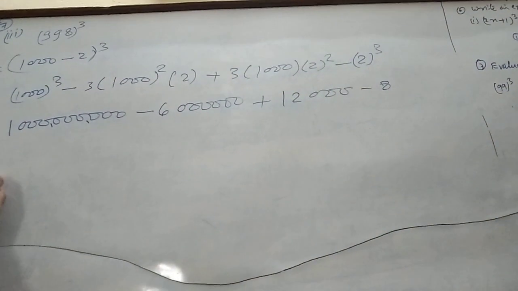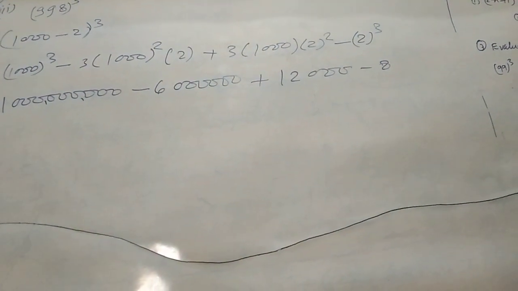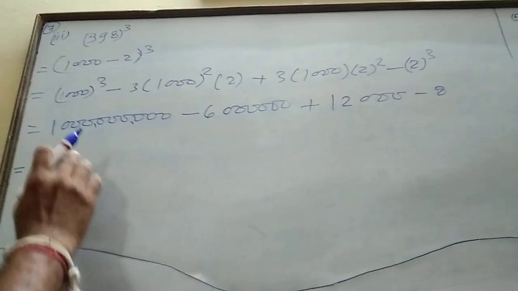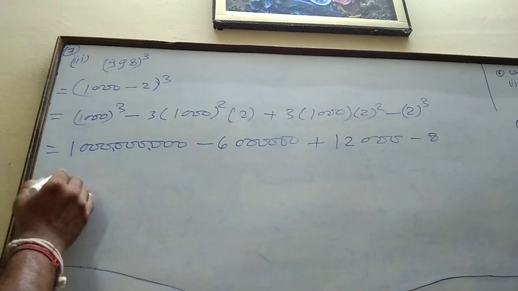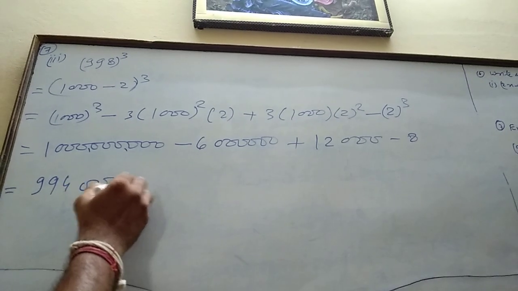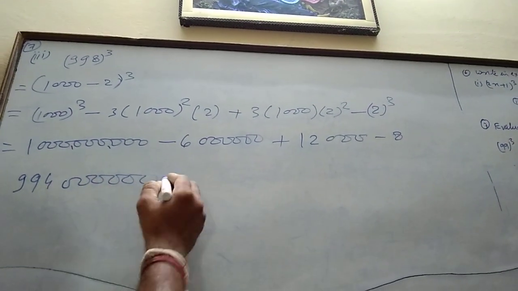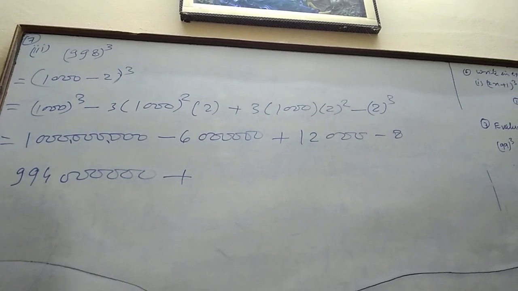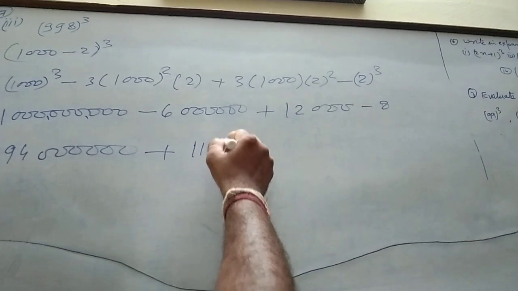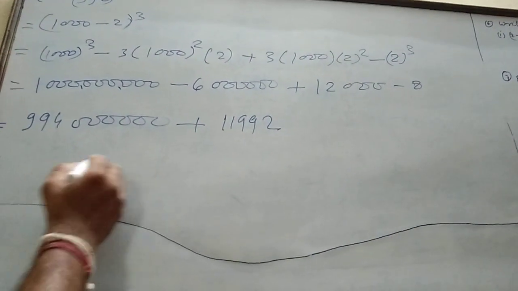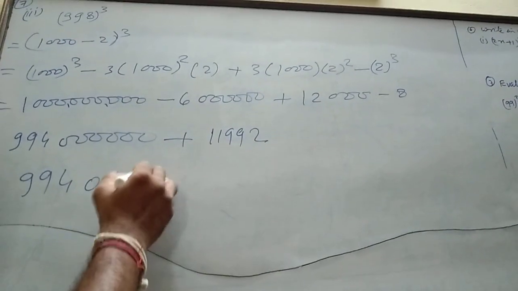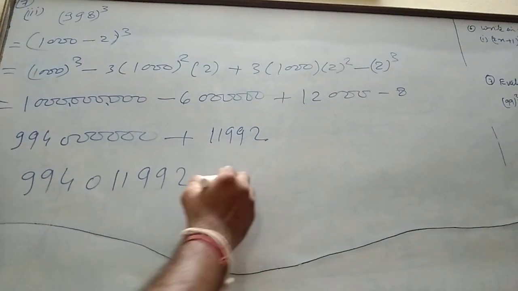After this, when we subtract 8 from this, we get 994 and 6 zeros, and when we subtract 8 from this, we get 11992, and then finally we get 994011992. This is your final answer.